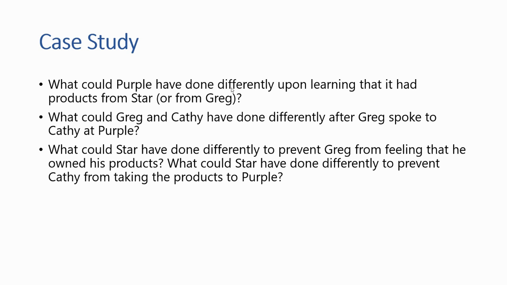What could Star have done differently to prevent Greg from feeling that he owned this product? What could Star have done differently to prevent Kathy from taking the products? Star could have offered Greg some bonus, or a raise in salary, or some promotion, and Star could have at least given him some stocks or some rights on the program, so that he would feel that he owned these products.